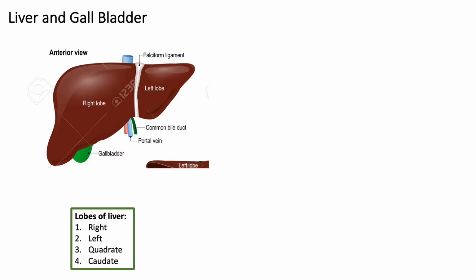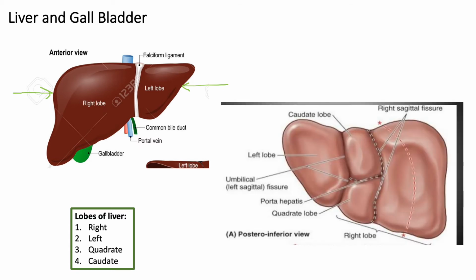The liver is made up of 4 lobes. So if we're looking at it from the front, we can see there is a right lobe and a left lobe. Then if we flip it and get a posterior view, we can see additionally there is a caudate lobe and a quadrate lobe. Not too concerned that you know the lobes of the liver, but kind of an FYI.